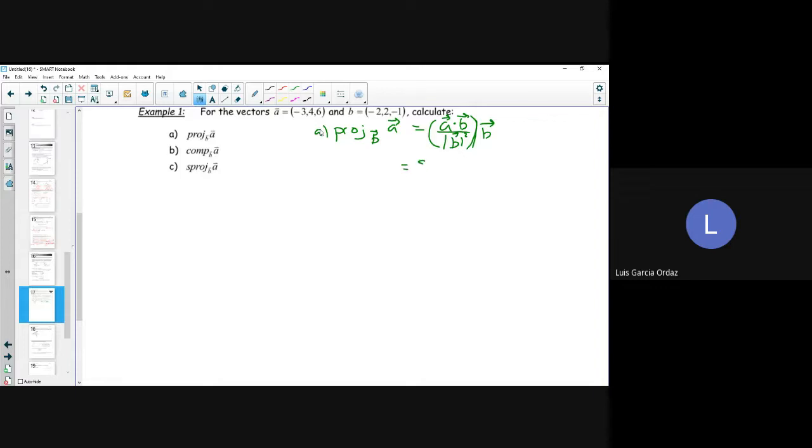So this equals 8 over 9, multiplied by my vector B, which is negative 2, 2, and negative 1. So now when I multiply my scalar, my 8 over 9, into it, I get the vector negative 16 over 9, 16 over 9, and negative 8 over 9. So that is my projection of A onto B. That is the vector that I get.